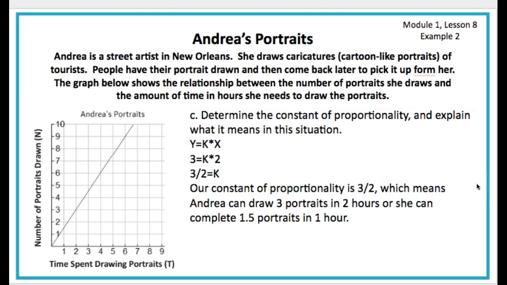So that concludes our lesson 8, example number 2. Please come to class prepared with any questions, and in class you'll be able to work on the problem sets on page 33 and page 34.